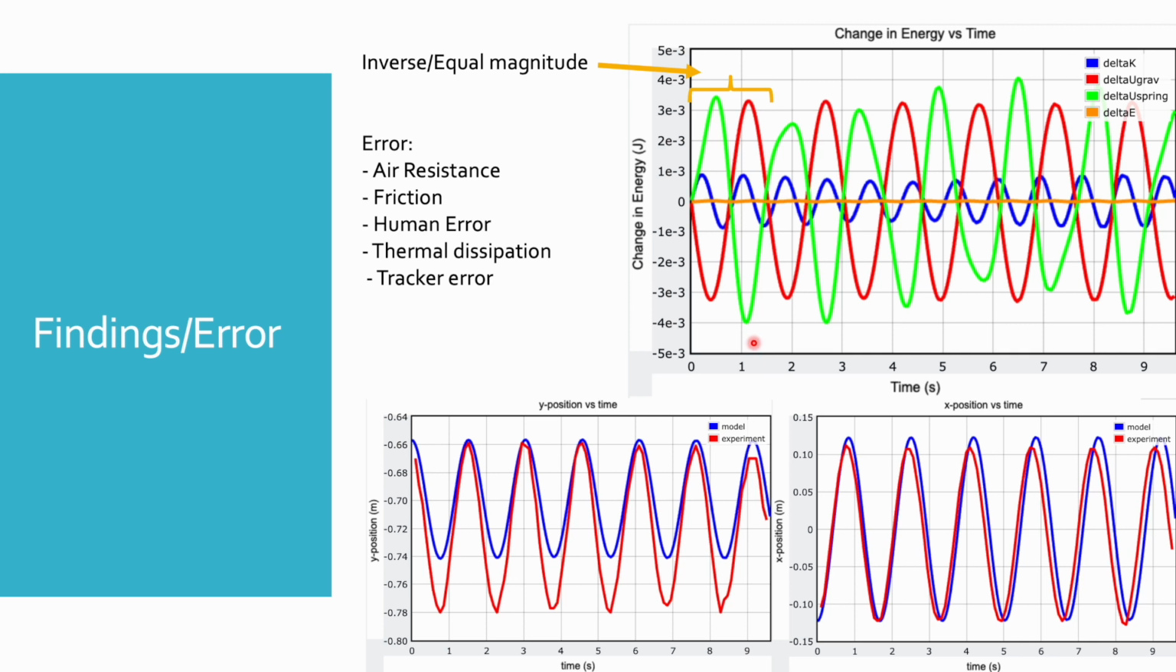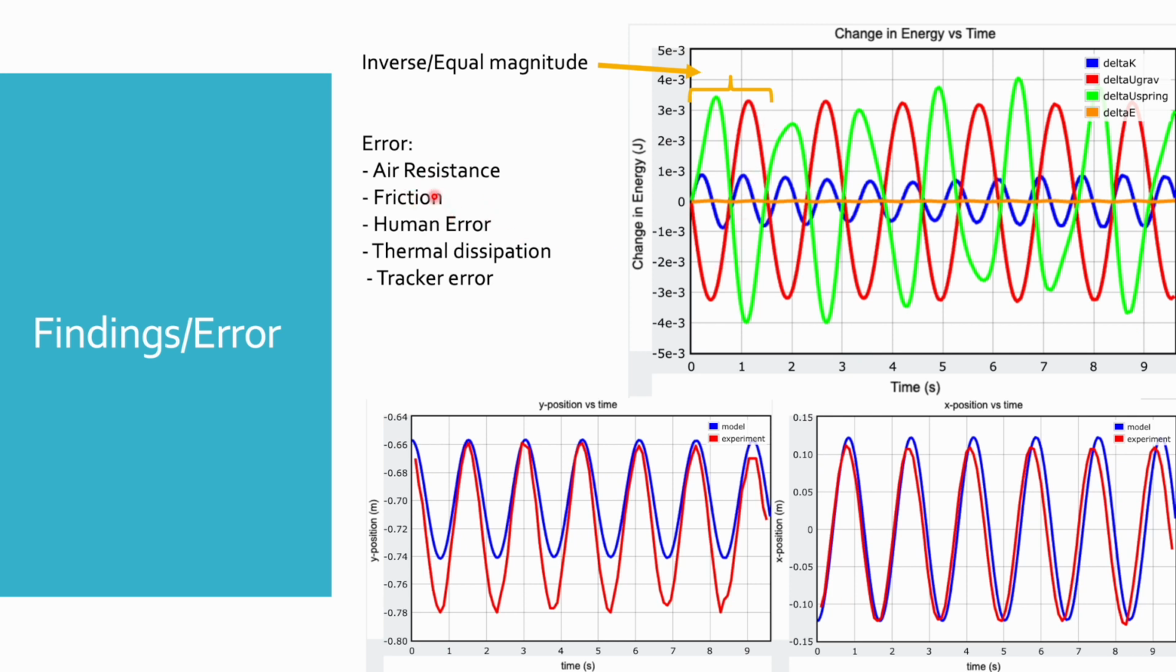And now onto our findings. Up here we have our graph of all of our energies. Blue is the kinetic energy, red is the gravitational potential, green is the spring potential, and importantly, orange down here is the total change of energy in the system. Notice that it is 0. And also, interestingly to note, the delta U spring and delta U gravitational are equal in magnitude, but inverse in amplitude here, or not amplitude, they're shifted off from one another.